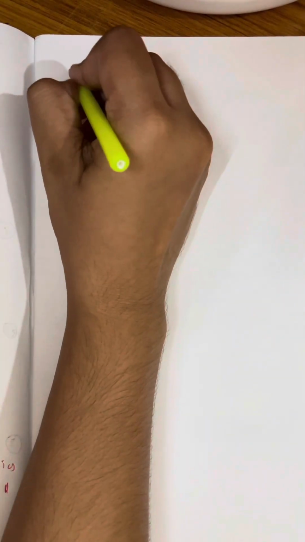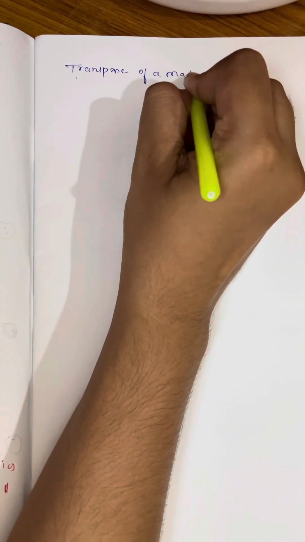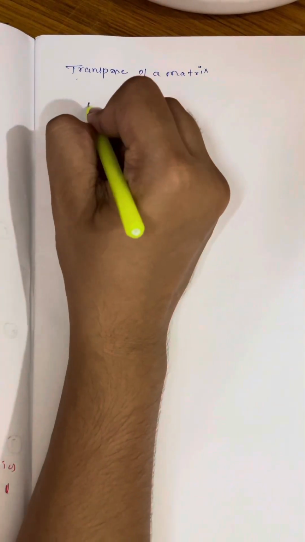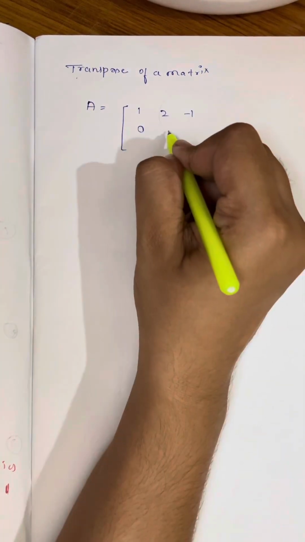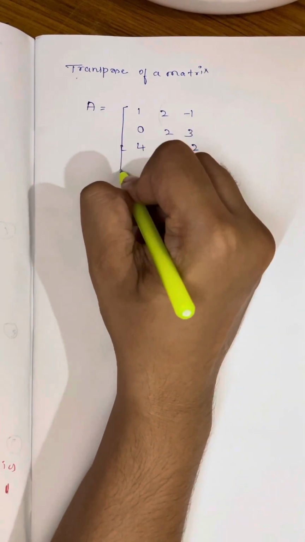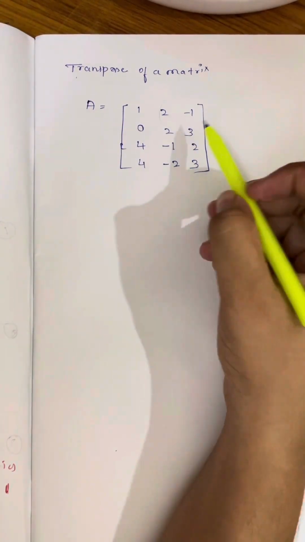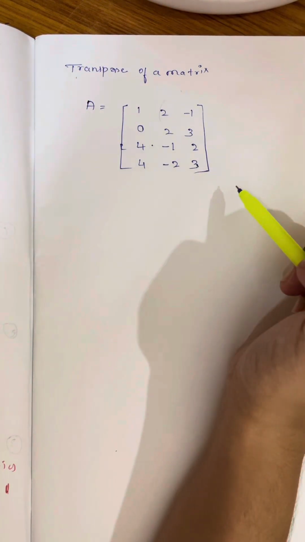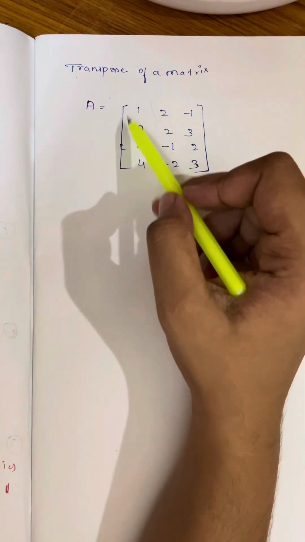So now, transpose of a matrix. What is transpose of a matrix? Let A be a matrix. I'll just take an example. A is 1 2 minus 1, 0 2 3, 4 minus 1 2, 4 minus 2 3. So let A be a matrix. A transpose of A is a matrix obtained by interchanging. What we have to do for transpose of a matrix? I will be interchanging the rows and the columns of A.